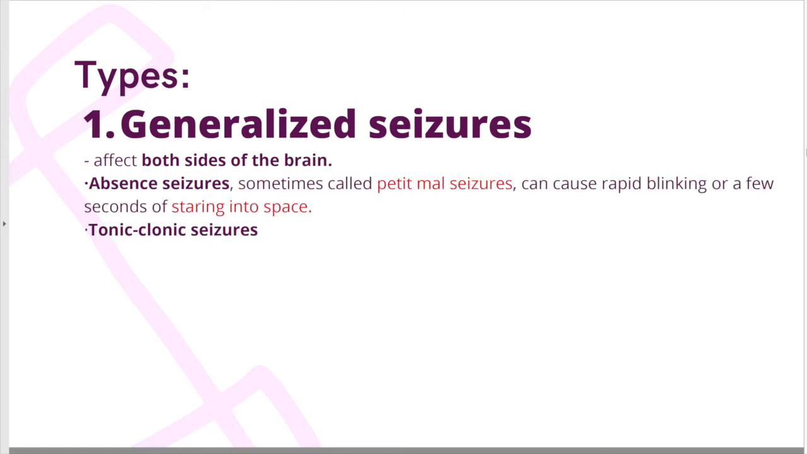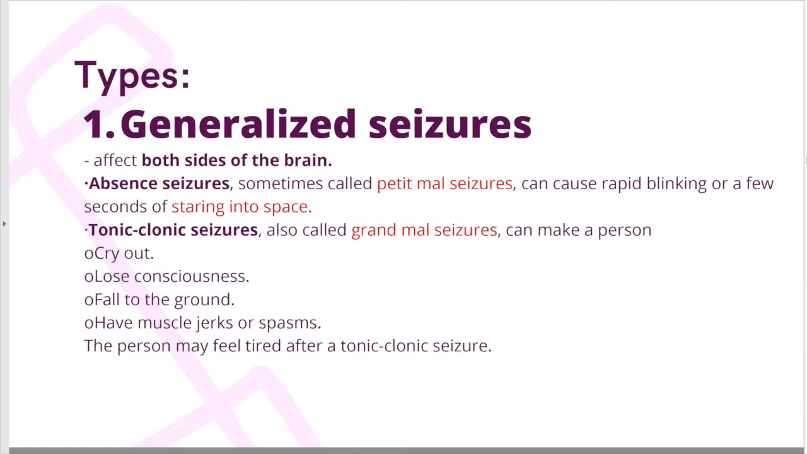Absence seizures, sometimes called petit mal seizures, can cause rapid blinking or a few seconds of staring into space. While tonic-clonic seizures, also called grand mal seizures, can make a person cry out, lose consciousness, fall to the ground, have muscle jerks or spasms, and the person may feel tired after a tonic-clonic seizure.